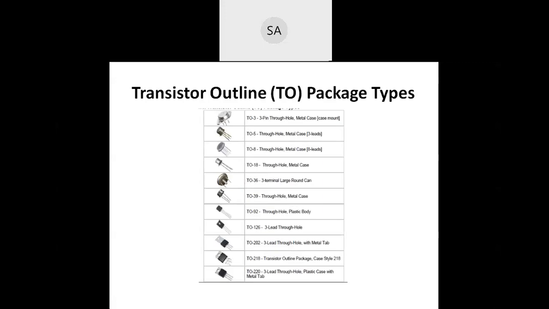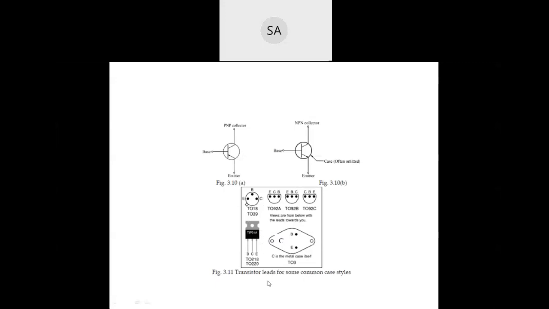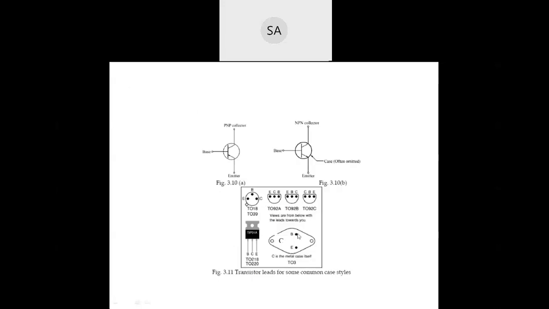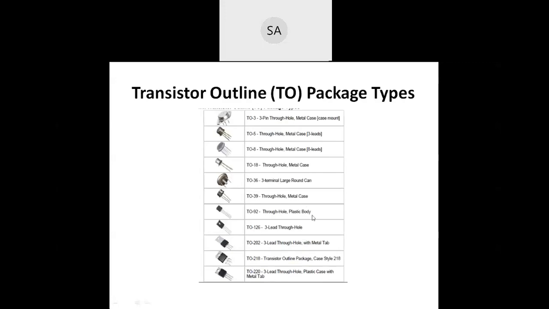So transistor outline packages, we have different types of packages. Here we have shown TO3. This is one type of package, shown in top view. Let us discuss these packages. The first one is the TO3. How to identify this: these two terminals, the first one is a collector, and the remaining other sides we may consider as base and emitter.